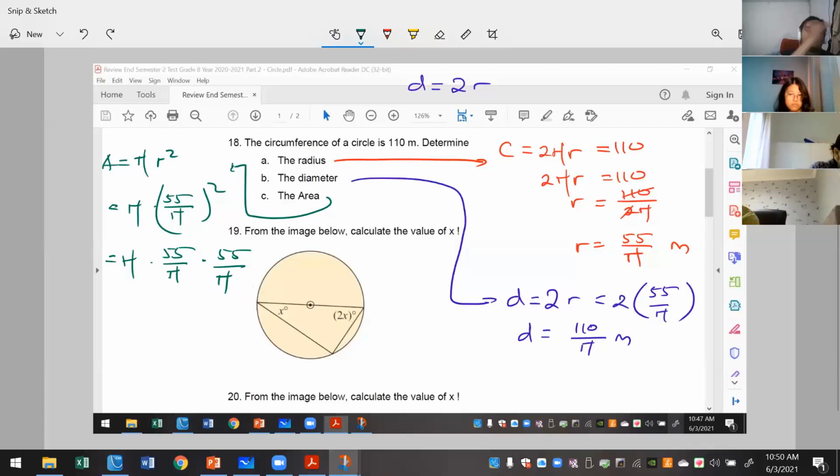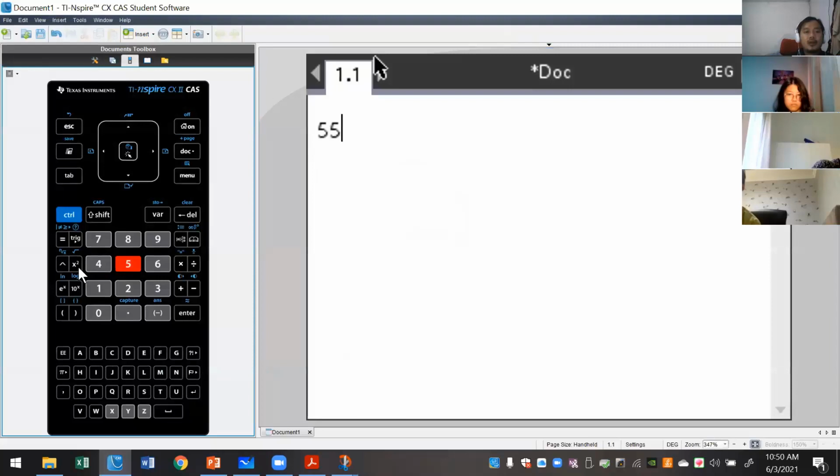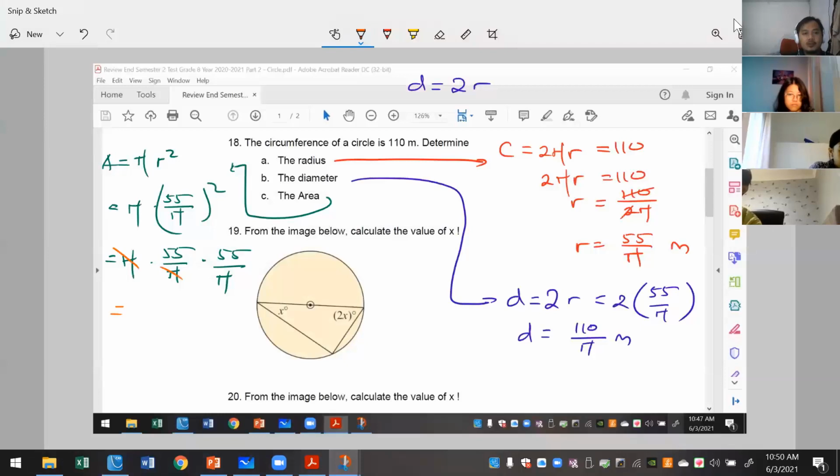Again, like I said before, you can use the concept of cancellation in multiplying fractions. I can cancel those pi. I'm going to cancel this one with this one. So I will only get 55 times 55. I'm going to use a calculator here. 55 squared is equal to 3025. So this is going to be equal to 3025 over pi, because this pi hasn't gone yet. And then write down the unit, which is meters squared. And there you go. It's quite easy, you just put that into the formula and you'll get it.